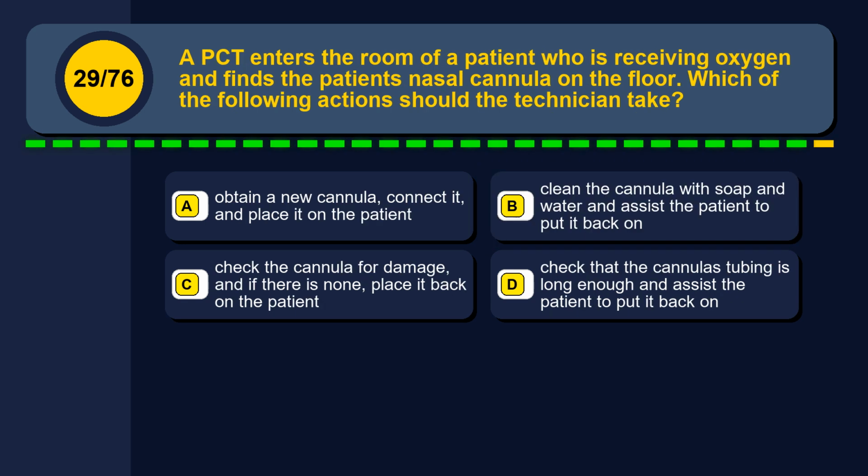Question 29. A PCT enters the room of a patient who is receiving oxygen and finds the patient's nasal cannula on the floor. Which of the following actions should the technician take? Option A. Obtain a new cannula, connect it, and place it on the patient. Option B. Clean the cannula with soap and water and assist the patient to put it back on. Option C. Check the cannula for damage, and if there is none, place it back on the patient. Option D. Check that the cannula's tubing is long enough and assist the patient to put it back on.